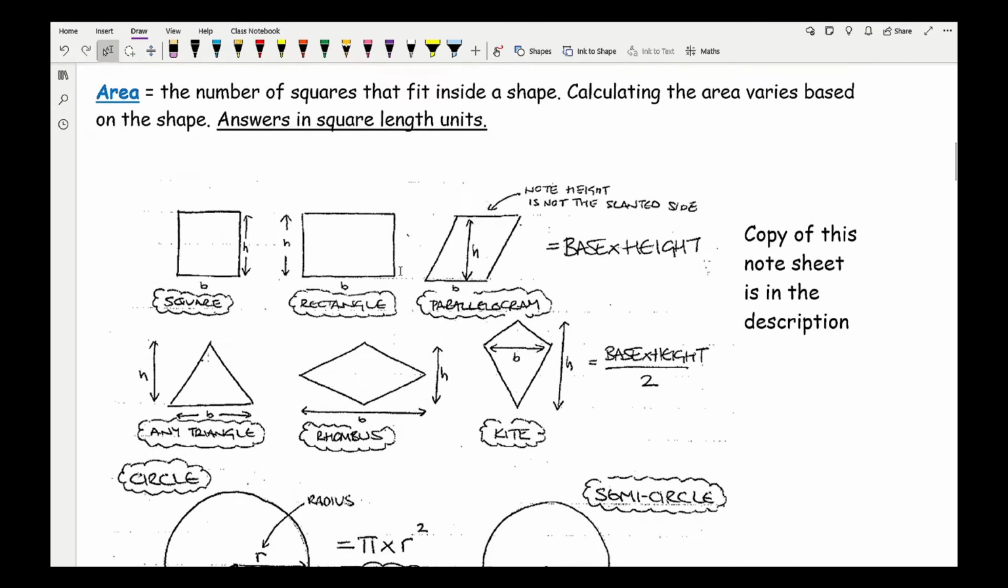Now I'm going to include a note sheet in the description below which has got all the formulas, but one thing you might want to notice that might help you revise the formulas for all of these shapes is recognizing that some shapes are grouped and have the same formula.